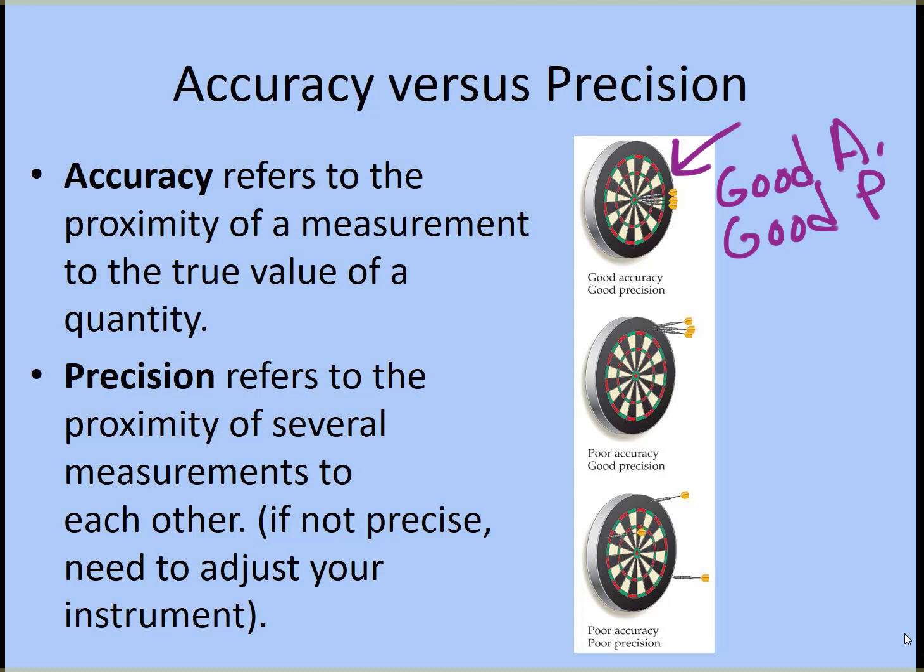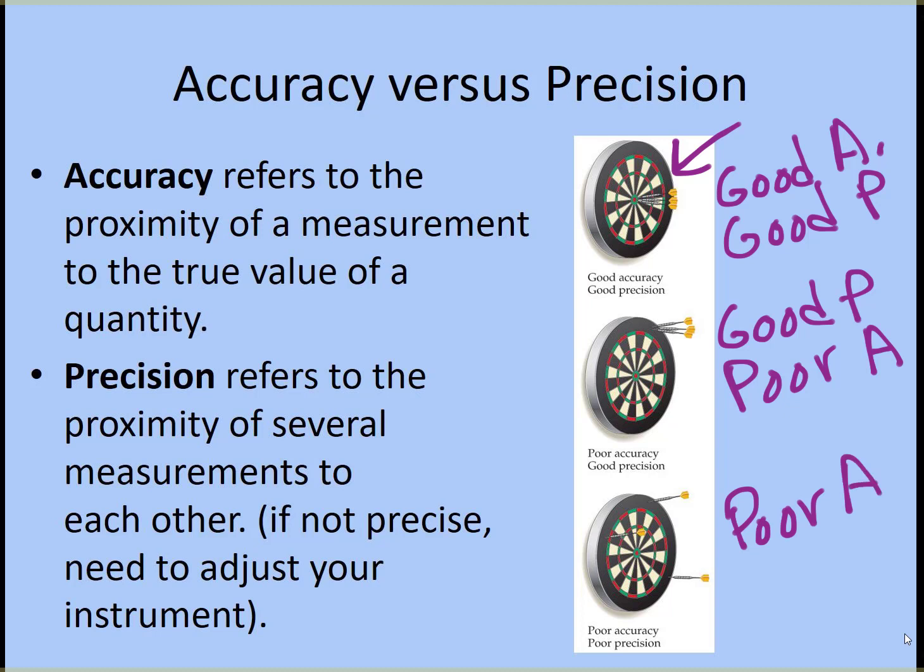Now let's look at this one. Didn't hit the bullseye, but the darts are close to each other. So I have good precision, but poor accuracy. And you could say good or bad. And let's look at this next one. This one's having a bad day. So poor accuracy and poor precision. So they're not close to each other and they didn't even hit the bullseye.